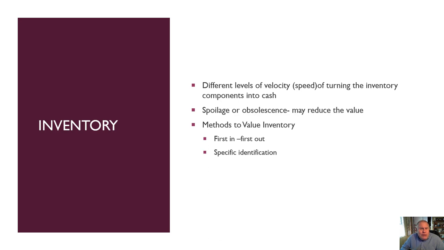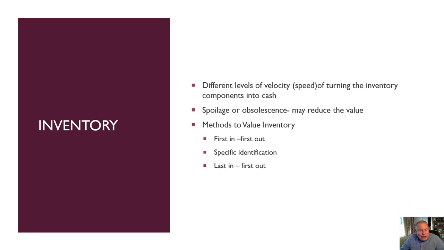Then we have specific identification. If you have bigger items, say you're an auto dealer, the inventory of cars is by specific identification. When you get into bigger items, that tends to be the method. First in, first out is for commodity type items, which include foods, materials, all that stuff. But specific identification is for big things such as cars and tanks and all that.